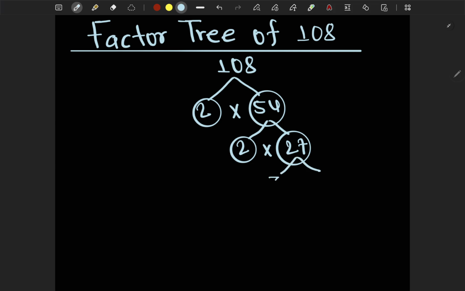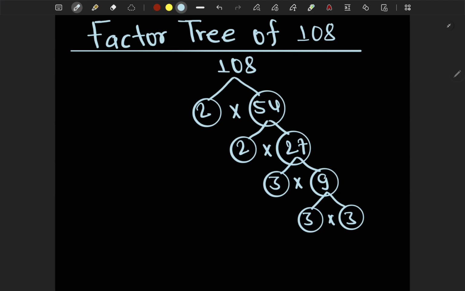27 can be written as 3 times 9. 3 times 9 means 27. And this 9 can be written as 3 times 3. It is equal to 9.